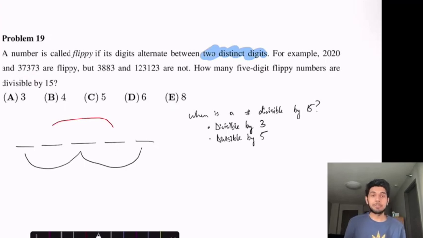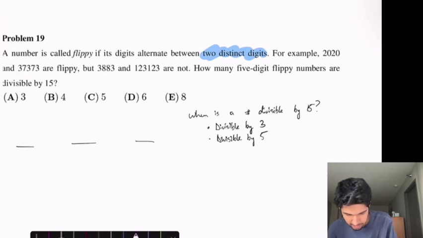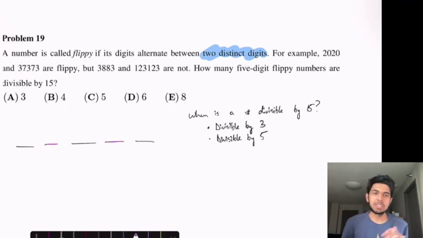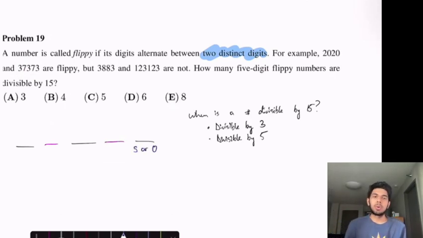So that means in our flippy numbers, we need the last digit to be a 5 or a 0. Okay? I'm just going to erase these lines, and what I'll do is just change the colors of the spaces, so the same color spaces are linked with each other. So we want the units digit to be a 5 or a 0. Let's just say the units digit is a 0. Let's plop a 0 in there.